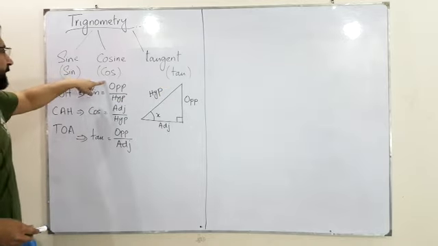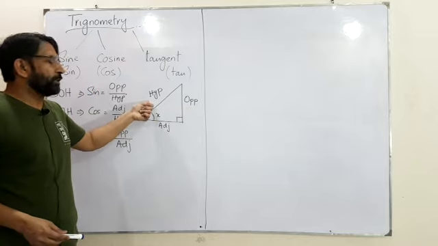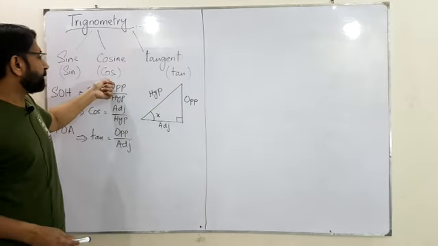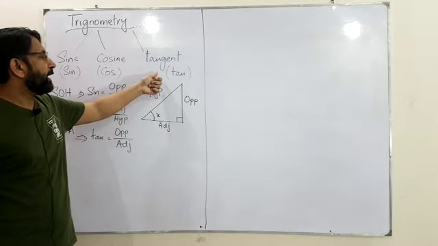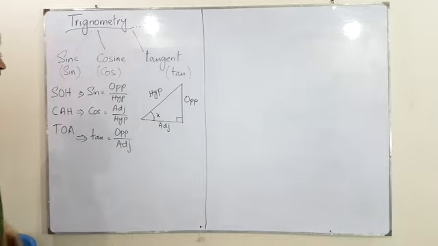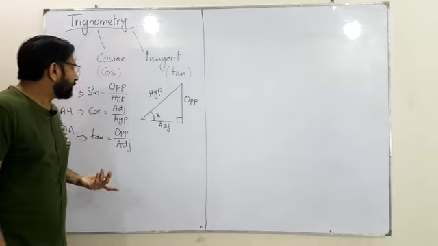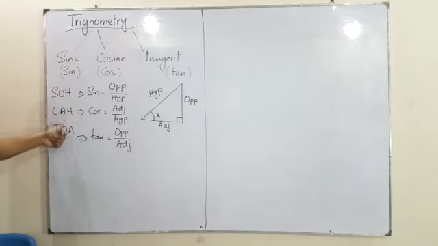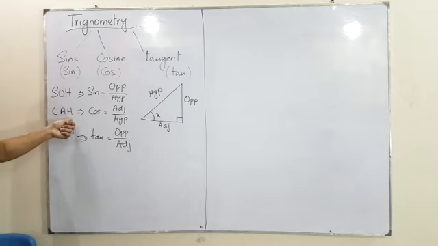These are normally defined as the ratio. Sine is defined as the ratio of opposite side over the hypotenuse. Cosine is defined as ratio of adjacent and the hypotenuse. And tan is defined as the ratio of opposite and adjacent sides. We can remember this in certain specific ways. For example, we use SOH CAH TOA. This helps us to memorize that sine is equal to opposite over hypotenuse, cosine is equal to adjacent over hypotenuse, and tan is equal to opposite over adjacent.